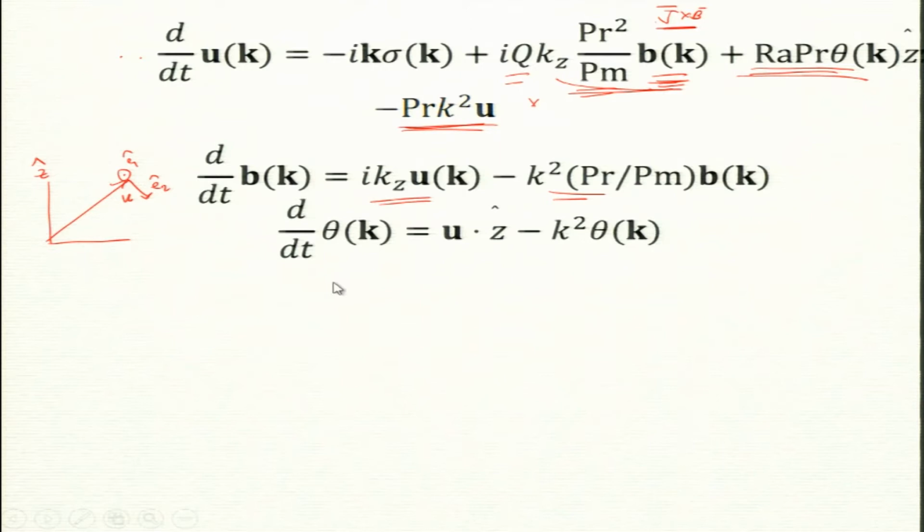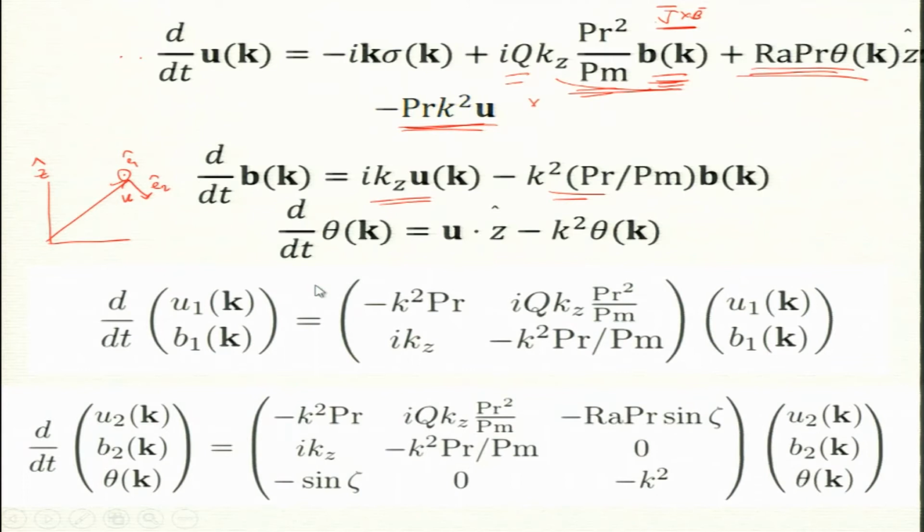Okay. So, now the derivation can be done, but I will not show you here. I will just state the equations. So, this for B1 and this for B2. Okay. Now, it turns out, these equations, so let us look at the eigenvalues of these.